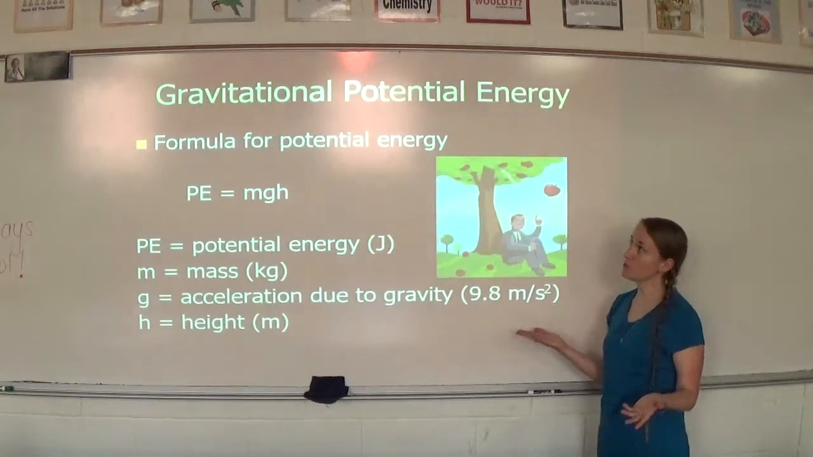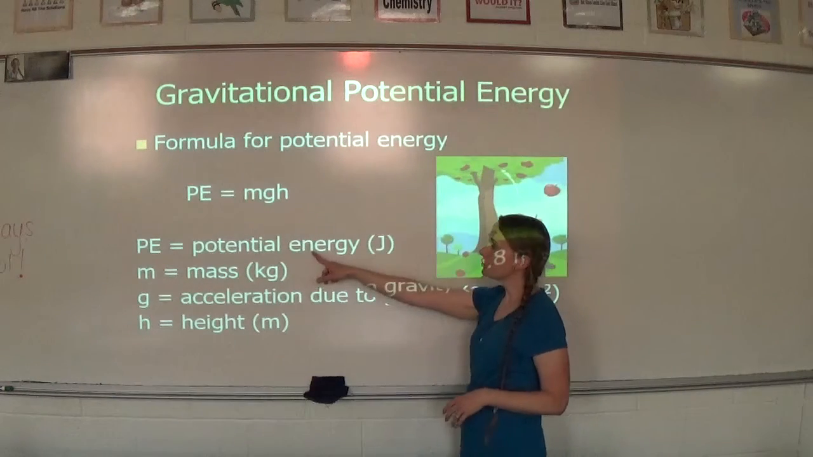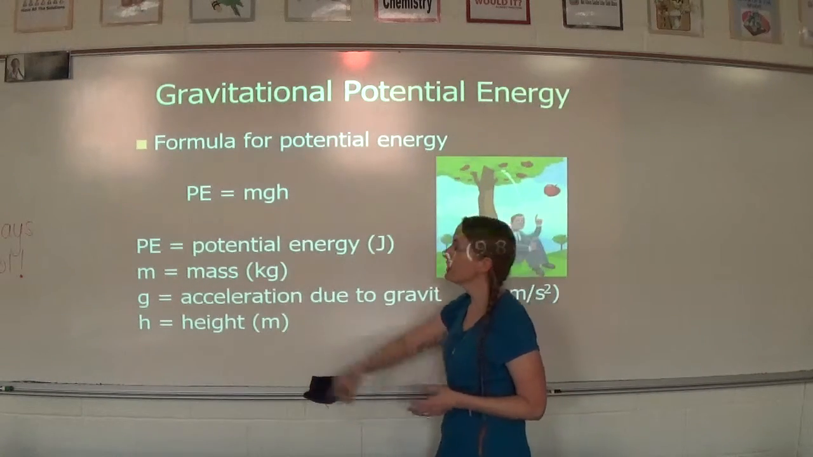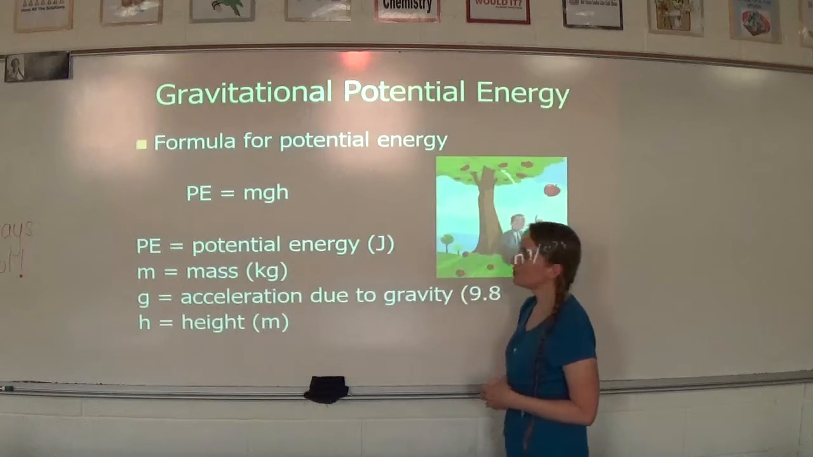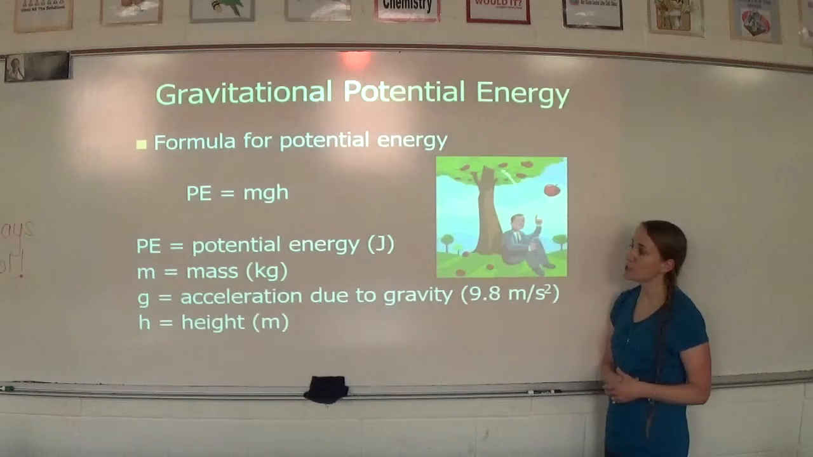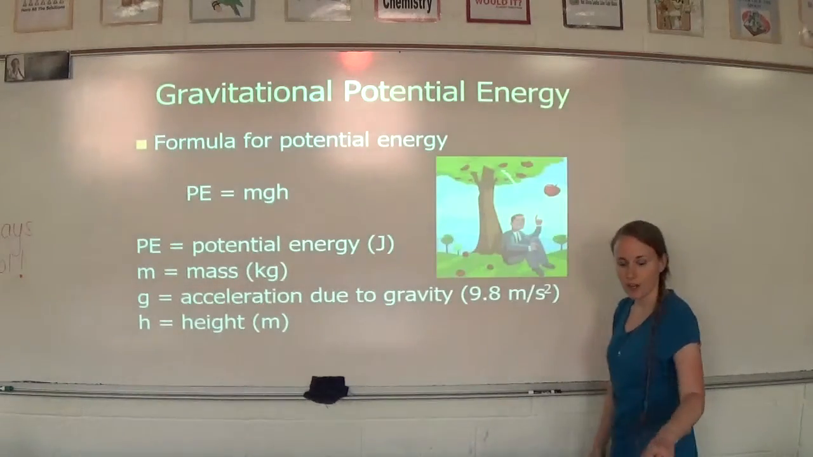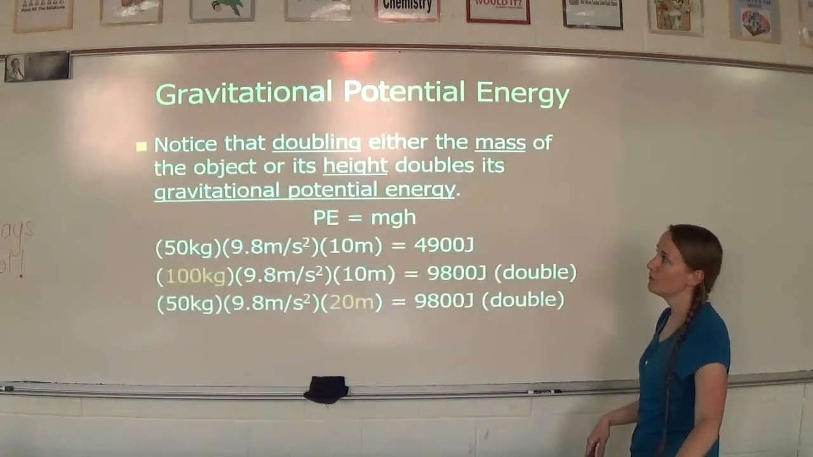The formula for potential energy is PE equals mgh. PE is, of course, potential energy. It's going to be in joules. m, again, is mass. It's in kilograms. If you remember, g is gravity. It's 9.8 meters per second squared, and height has to be in meters, and that is h. All of those units together will give me joules.